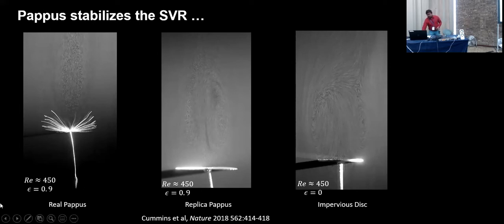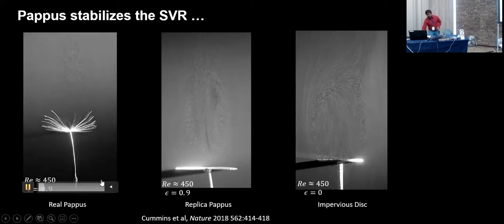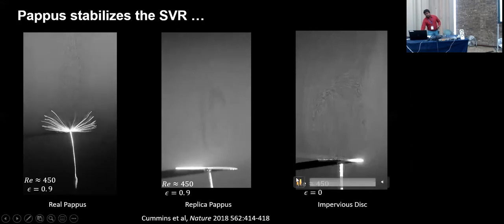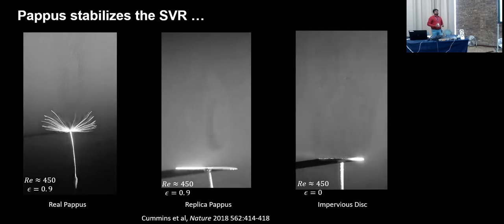And if you see the flow visualization, in the case of the real dandelion and the replica pappus, we see the stable vortex ring which is separated. However, if it is a solid case where the porosity is 0, at this Reynolds number, you see the flow to be very unsteady, and it is also attached because it's solid, its porosity is 0.